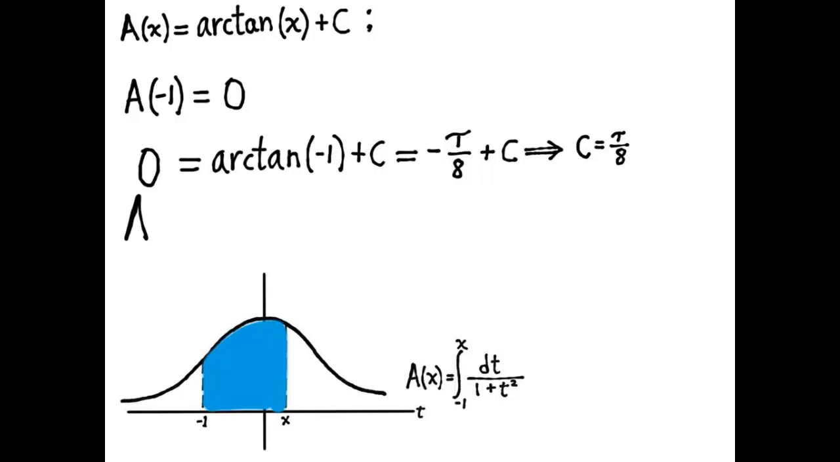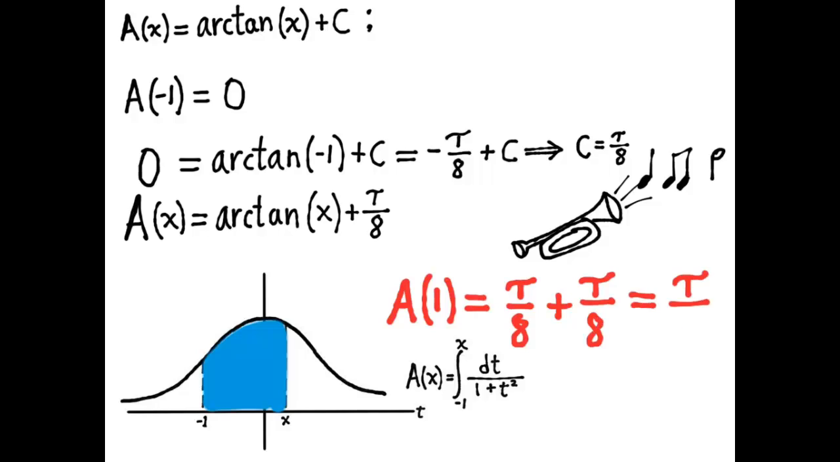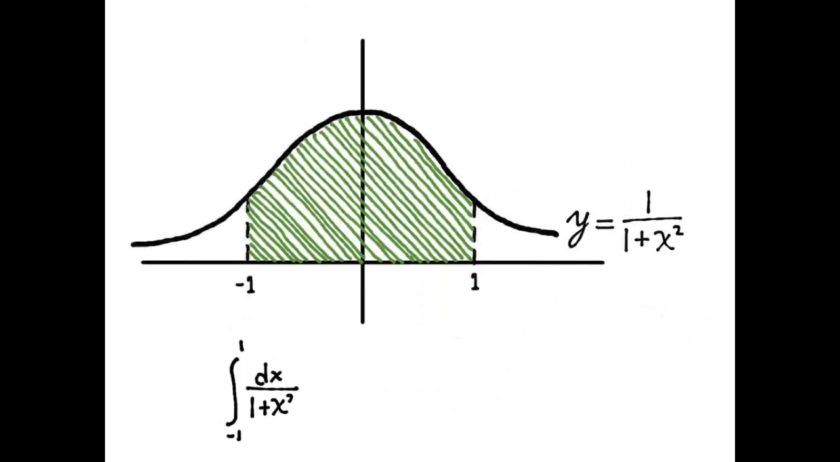And that tells us that the function A of x is arctangent of x plus tau over 8, and now we can finally evaluate our original integral. A of 1 equals tau over 8 plus tau over 8, which is tau over 4, or pi over 2. And tau over 4 or pi over 2 should seem like the right number to you, because if you recall, when we were summing Riemann sums, we were getting numbers near 1.57.